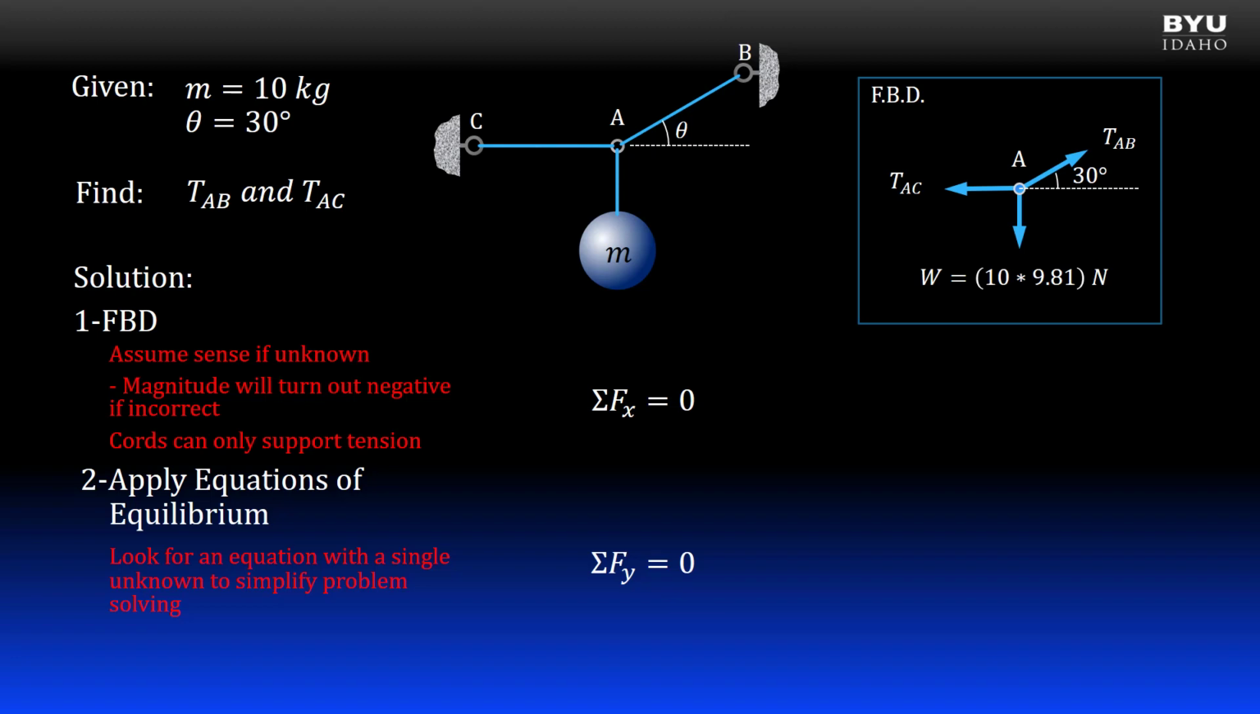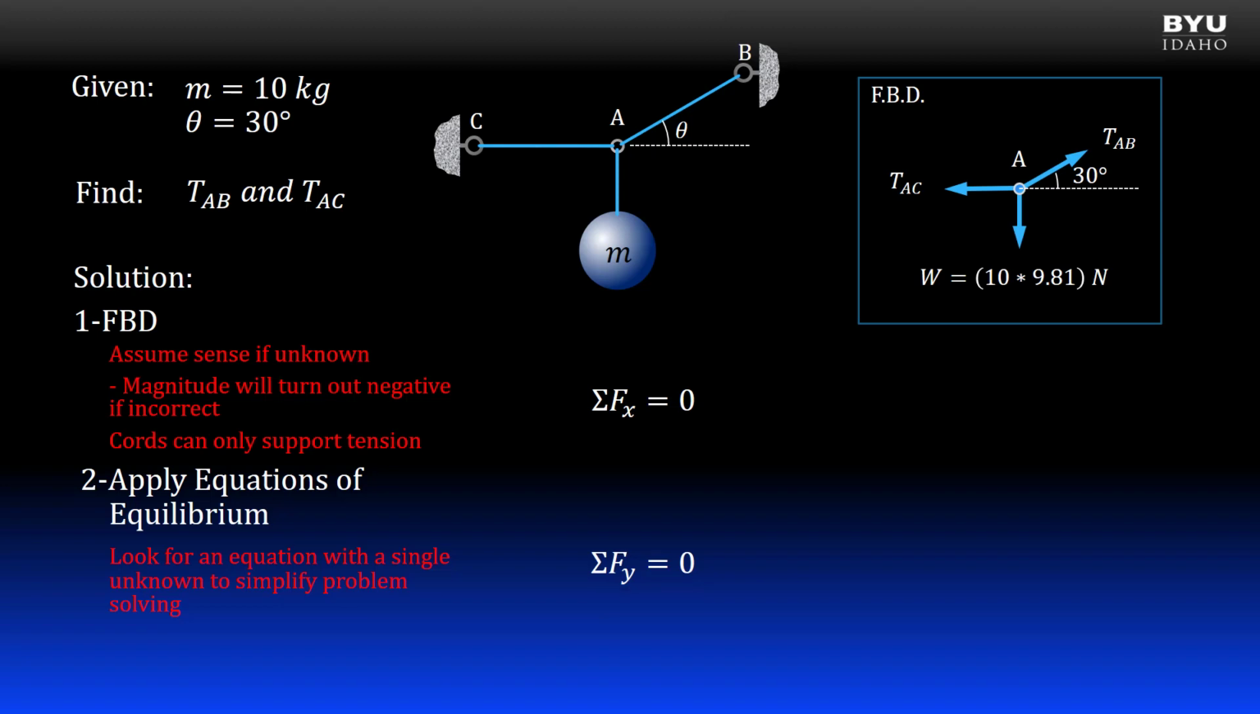Let's analyze it. If I sum forces in the x direction, that's horizontal, I will get components from both TAB and TAC. These are both unknown, so the equation will have two unknowns. However, if I sum forces in the y direction, I will have the weight and the y direction components of TAB. TAB would be my only unknown. So let's expand our equilibrium equation in the y direction first.